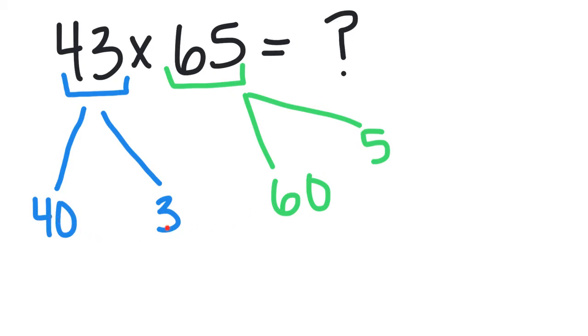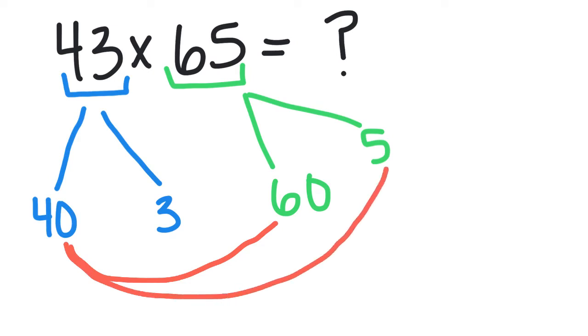In the area model, also known as the box method, we are going to take all of these numbers and multiply them by each other. So, for example, you are going to take the 40 and multiply it by the 60 and the 5. You're going to take your 3 and multiply it by your 60 and by your 5. This may look really overwhelming because there are a lot of different things that you need to multiply together. That's why we have the box method or the area model.